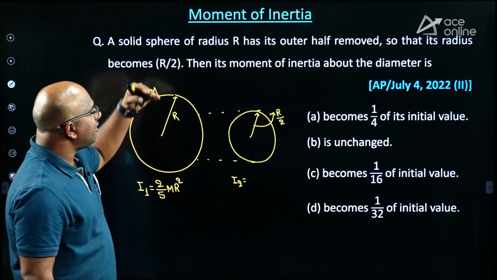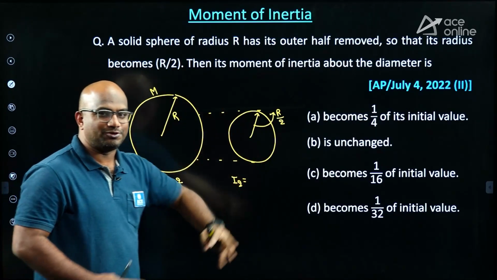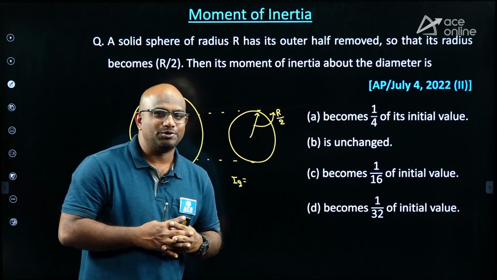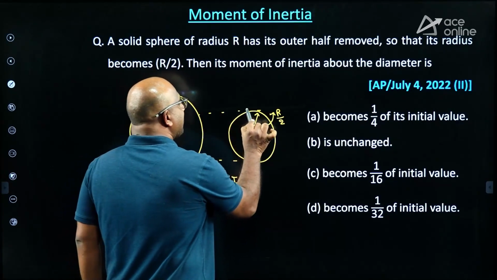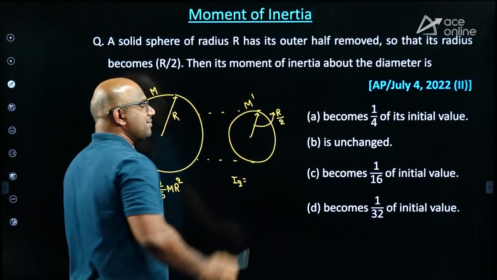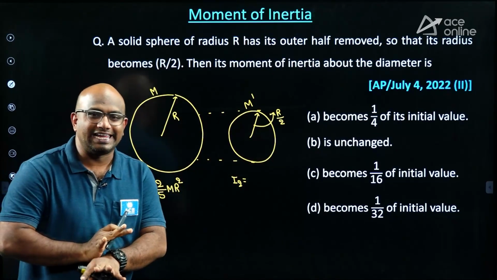మనం outer half remove చేసిన తర్వాత ఉండే మాస్ ఎంత ఉంటుంది? Can I say is it m by 2? Absolutely wrong. ఇక్కడ చాలా మంది మిస్టేక్ చేస్తుంటారమ్మా. I'm assuming m dash, guys. Don't directly keep.